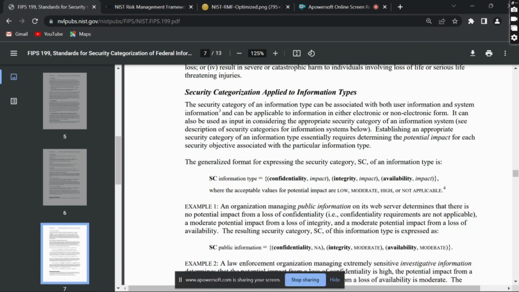Security categorization applies to information systems. So our next slide is how to categorize the system.